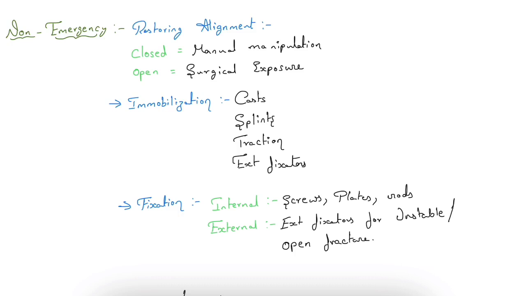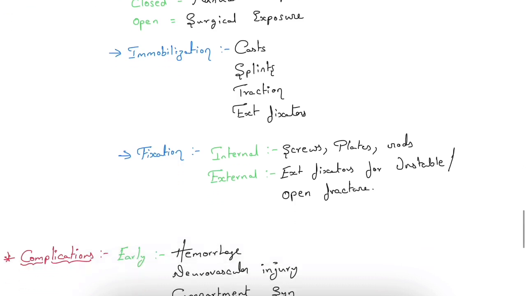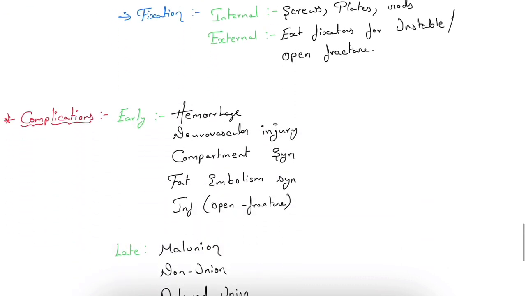Next one, immobilization. How can we do immobilization? With a cast, and we can use some splints, some traction, some external fixators. How can we fix? For internal fixation we have to use screws, plates and rods, and intramedullary nailing. In external fixation we can use external fixators for unstable or open fractures.